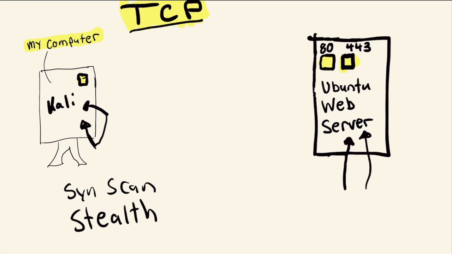This scan is not actually stealthy, it is easily detected by firewalls. This scan is the default scan that is used if you're running a shell as the root user or if you prefix your command with sudo.